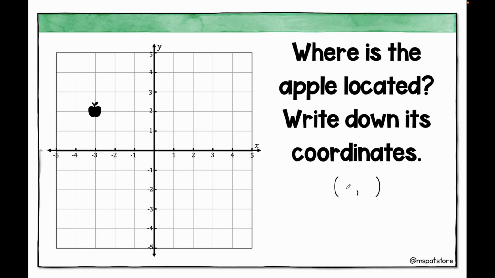What about this one? Where is this apple located? All right, so as you can see, the x-axis should come first. So this time, this apple is at -3 in x and 2 in y. So we have -3, 2.